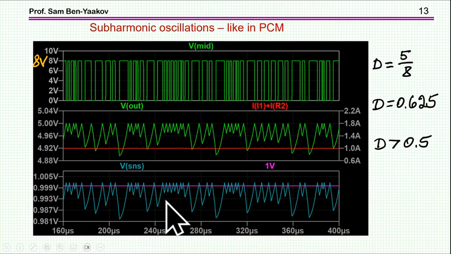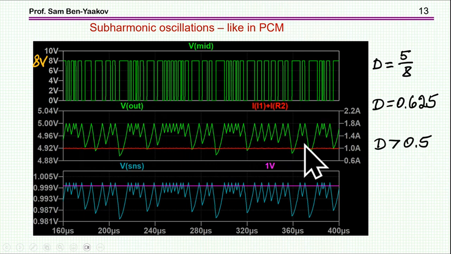However, surprise, surprise, if the duty cycle is 0.625, larger than 0.5, and this is because I've reduced the voltage of the midpoint to be a maximum of 8 volt, so the output is 5, the input is 8, so we have a 0.625 duty cycle, and we see here subharmonic oscillation, very similar to peak current mode. There is no direct feedback of the current, but it is, I'll show it in a minute, reflected by the ripple.